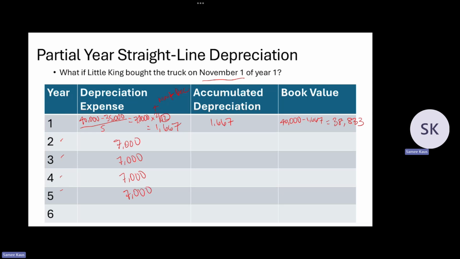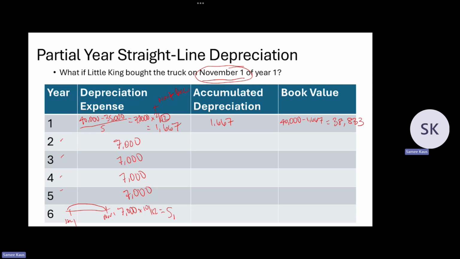But over here in year 6, what do we think we're going to do? Well, I know that I'm going to not use this asset starting November 1st of year 6. So I'm going to use it from January through November 1st. That means I'm going to take my full year depreciation expense of 7,000 and multiply it by 10 over 12, since I use it for 10 over 12 months.